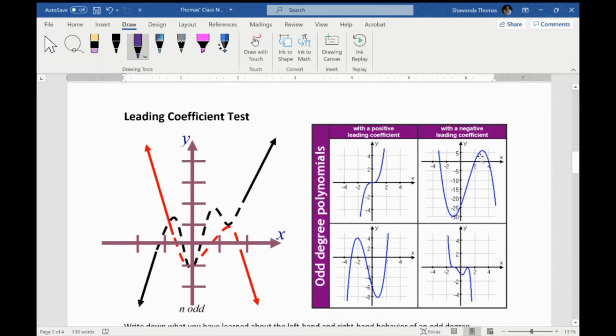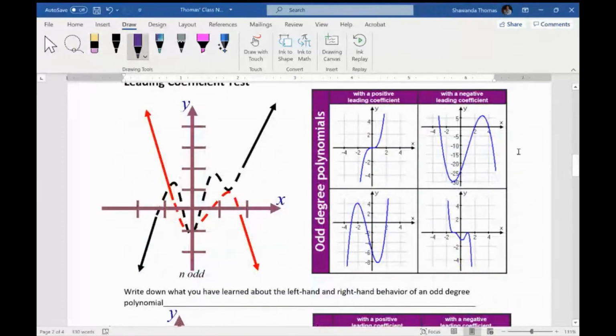All right. So when you have a negative leading coefficient, remember that's a reflection about the x-axis. If you can recall, some weeks ago we talked about reflections. Even with this one at the bottom, we may not know what degree it is, but we do know the coefficient is negative. And the degree is odd. We know it's odd.